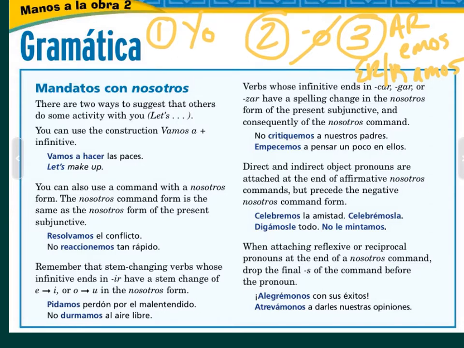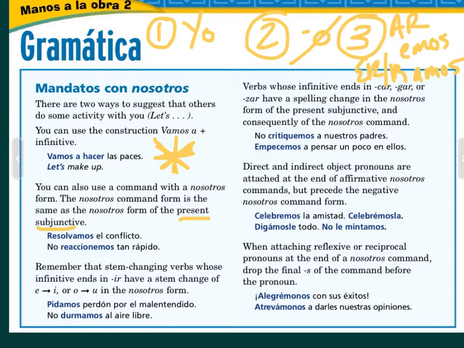Okay, so as it says, there is the simple way of doing the nosotros commands where we just put vamos with whatever thing we want to do. Vamos a bailar, let's dance. And then there's the more advanced way of doing it, which is what we're studying now, which is the nosotros commands. And the way we do that is we form the nosotros command just the same way that we form the present subjunctive, it says here.